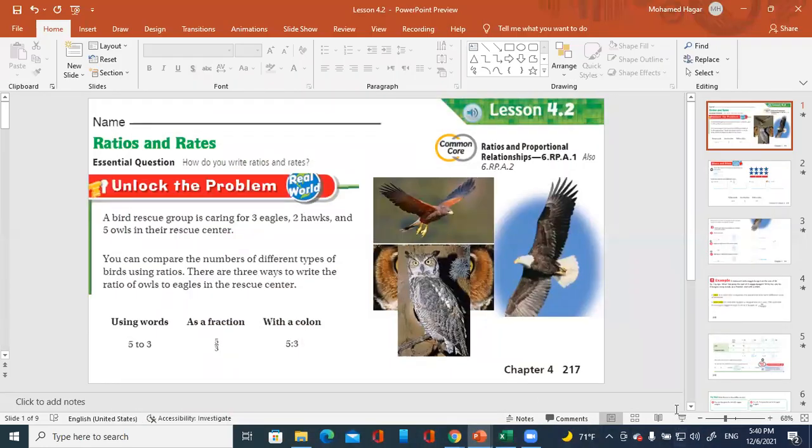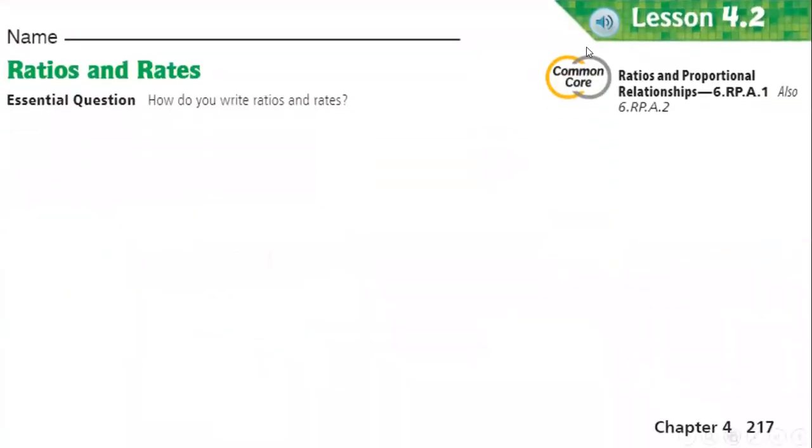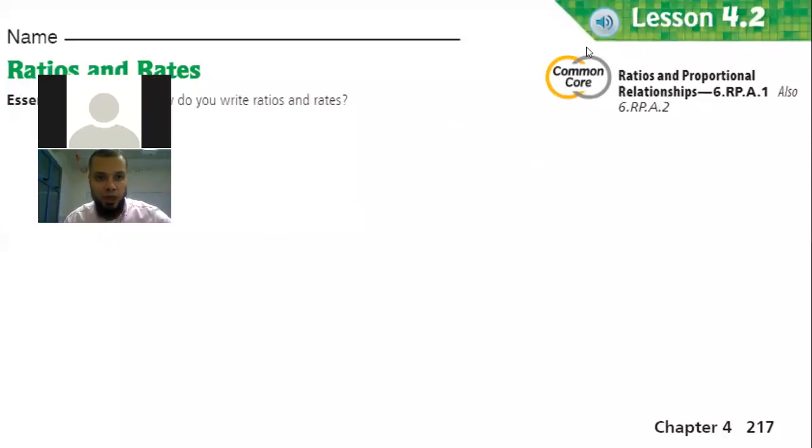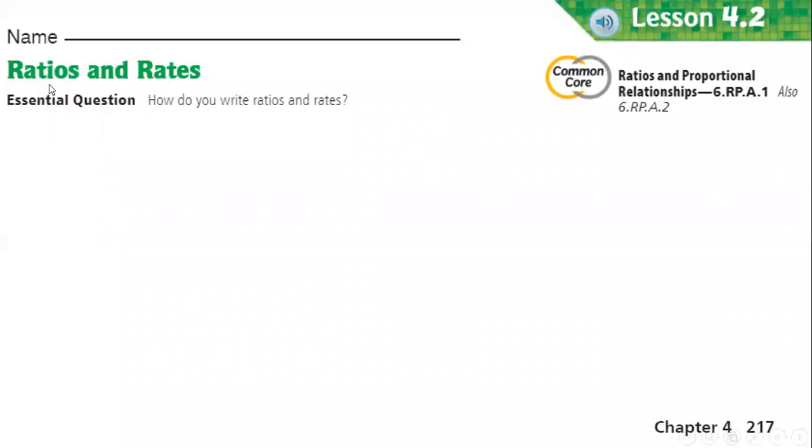Yes, Mister. Okay. So let's start our today's lesson. Lesson 4.2. Lesson 4.2 is talking about ratios and rates. What is the meaning of ratios? We studied the meaning of ratios yesterday, and I need one of you to tell me the meaning of ratio. Ratio is a comparison of two quantities by division. Excellent. Good job.